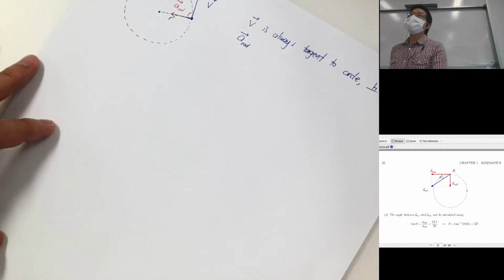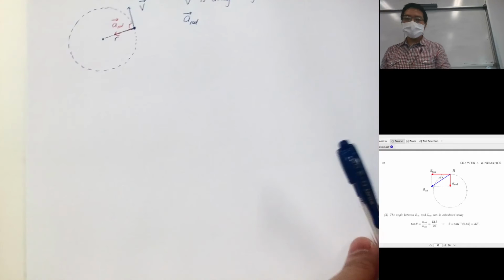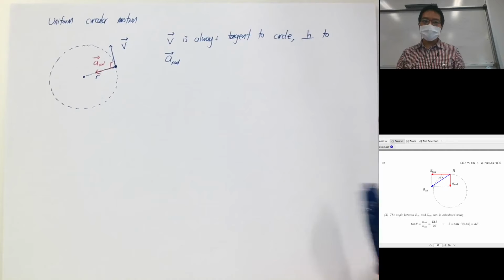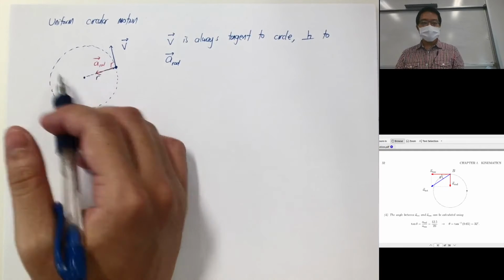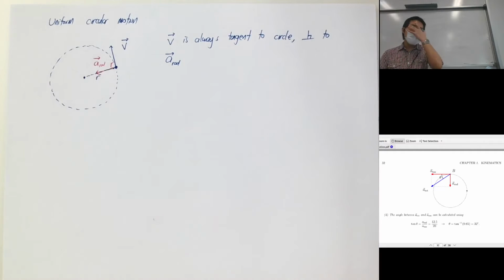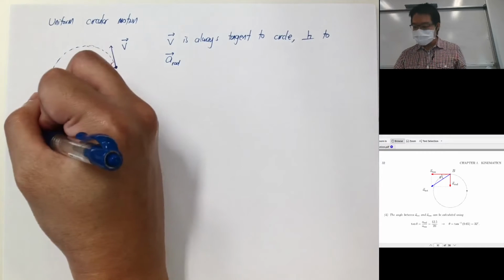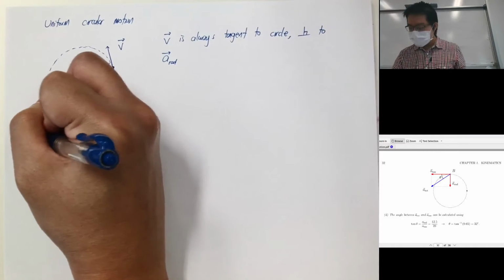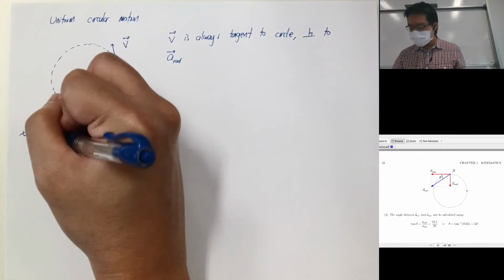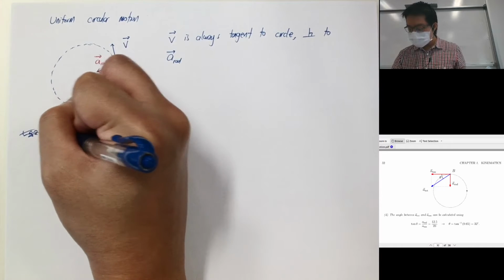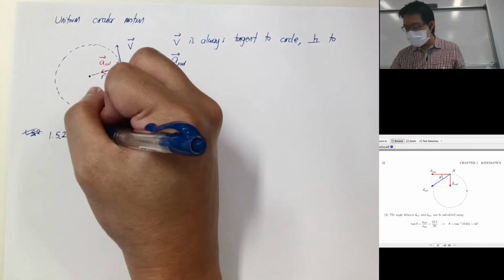Now, uniform circular motion is just a special case. In general, an object moving in a circle may or may not move at constant speed. You can speed up or slow down. So this is where we start talking about non-uniform circular motion.